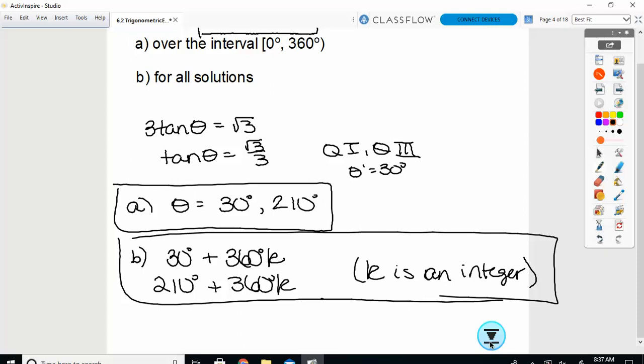Wait, how? I thought we weren't supposed to use quadrant 3. That's when we have an inverse. This didn't have tangent inverse, it was just regular tangent. So how did we know that it was quadrant 3? Because we're looking at all students take calculus. So tangent was equal to a positive, so that's in 1 and 3. If it had been tangent inverse, then it would have just been the answer in quadrant 1. Other questions?